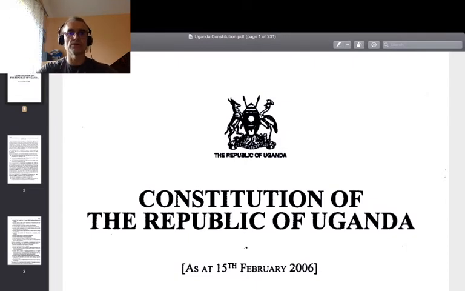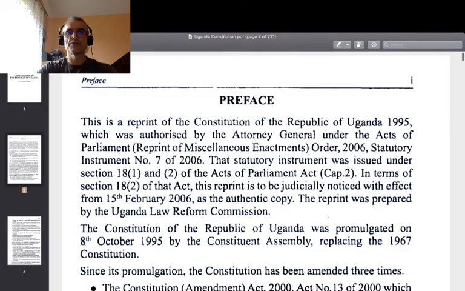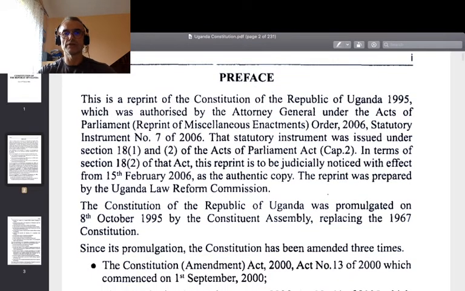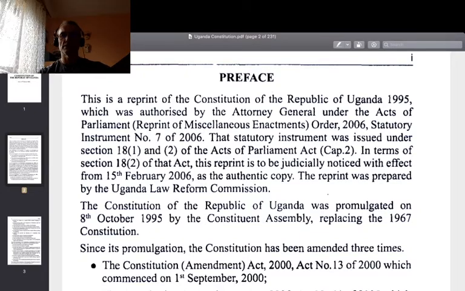So let's go into that constitution of Uganda. First of all, there is a preface. I am reading it just for the sake of being accurate in my reporting of facts. So this is a reprint of the Constitution of the Republic of Uganda, 1995, which was authorized by the Attorney General under the Acts of Parliament, reprint of miscellaneous enactments, Order 2006, Statutory Instrument Number 7 of 2006.